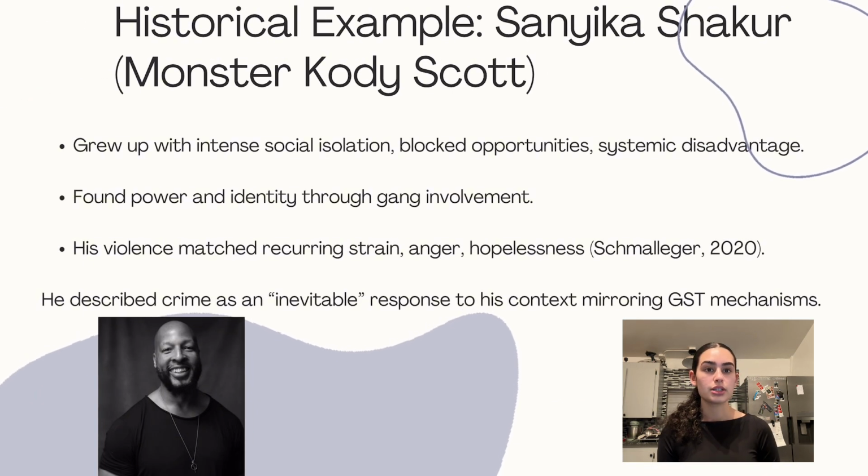Historical example, Seneca Shakur. A powerful example of strain leading to crime is the life of Seneca Shakur, previously known as Monster Cody Scott. Growing up, he faced poverty, isolation, and almost no legitimate opportunities for success. He turned to gang life as a way to gain power, identity, and protection. Shakur himself explained that his violence was the result of anger and hopelessness shaped by his environment. His story shows exactly what GST predicts. When people face constant structural and personal pressure, crime can become the outlet for them.